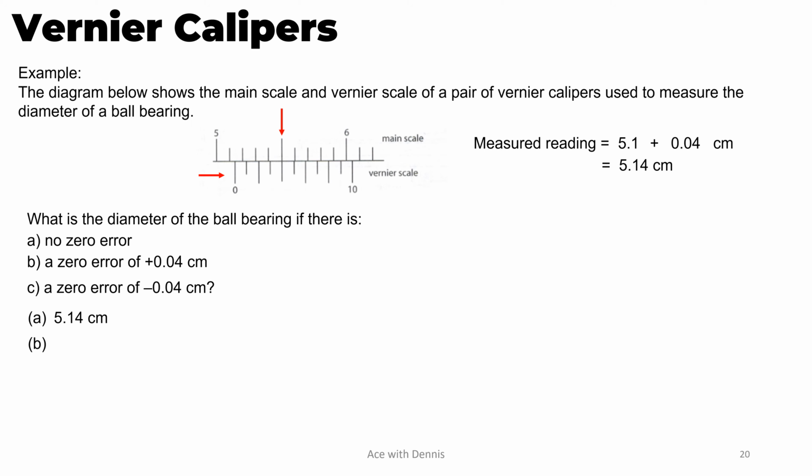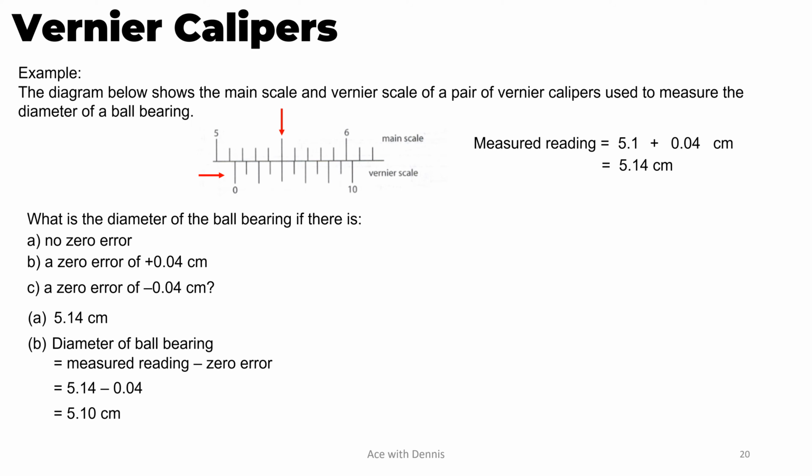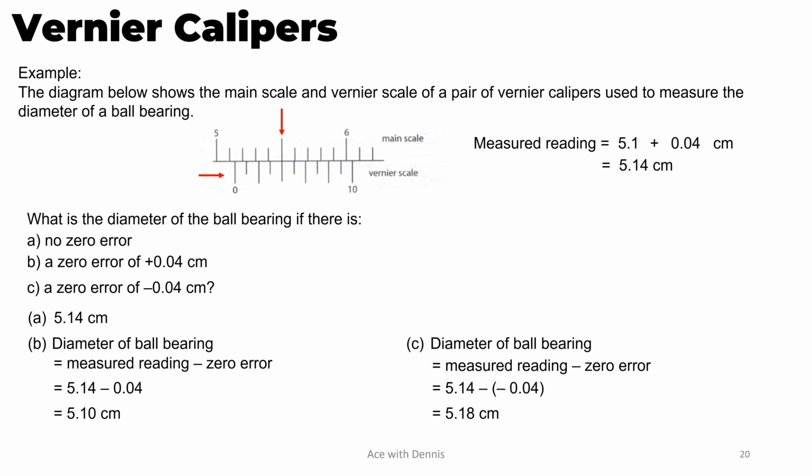If there is a zero error of positive 0.04, then it will be measured reading minus zero error, which for this case is 5.14 minus 0.04, the answer is 5.10 cm. And if there's a zero error of negative 0.04 cm, the reading will be 5.14 minus negative 0.04, which is 5.18.